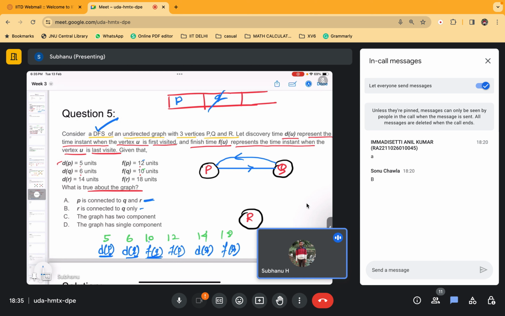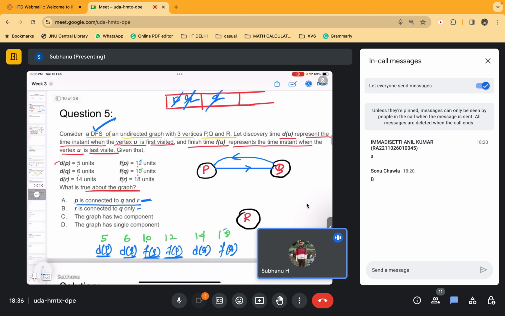Now at 12 units of time, you have also last seen p, so p is not in the stack. Now what is coming in the stack? R is coming. Basically in place of p, R will come, and at 18 units of time, R will also pop up. So when R is coming, nothing else is in the stack. So if p is connected to q and r, we can see that p is not connected to r.